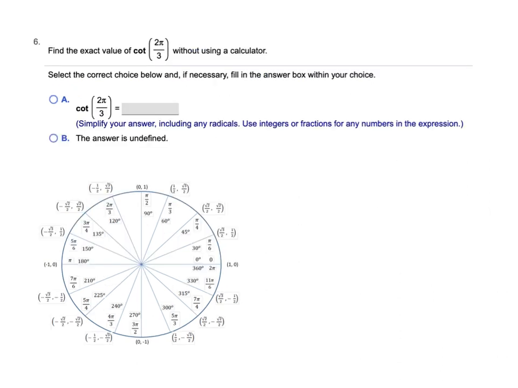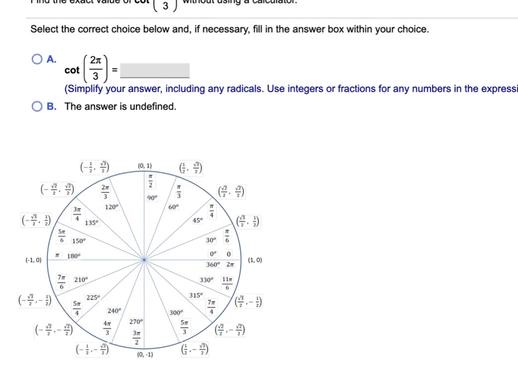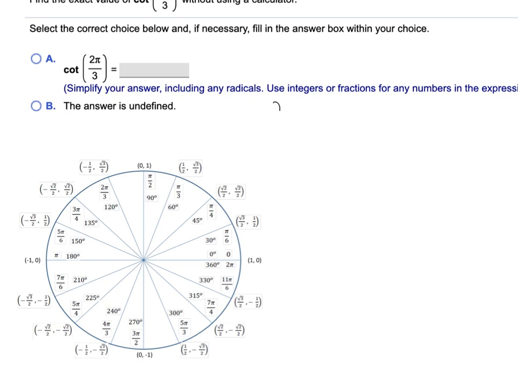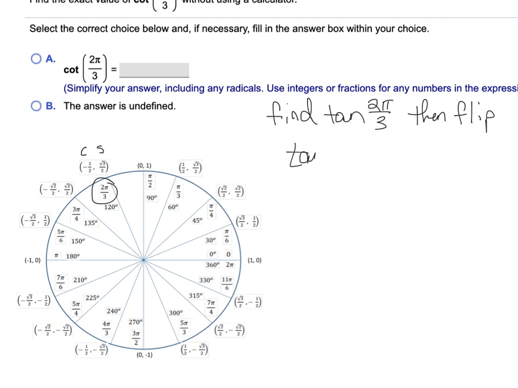Okay, for this one, number 6, they want to find the cotangent of 2 pi over 3. Let's zoom in. For cotangent, let's first find the tangent of 2 pi over 3, because that's the reciprocal. Find that, then we can flip it. So for this, we have 2 pi over 3 right here. But remember, this point is cosine and sine, so we don't really have the tangent, but we do know that tangent is the same thing as sine over cosine.